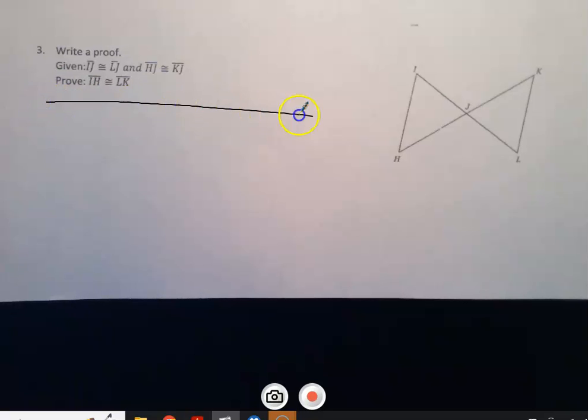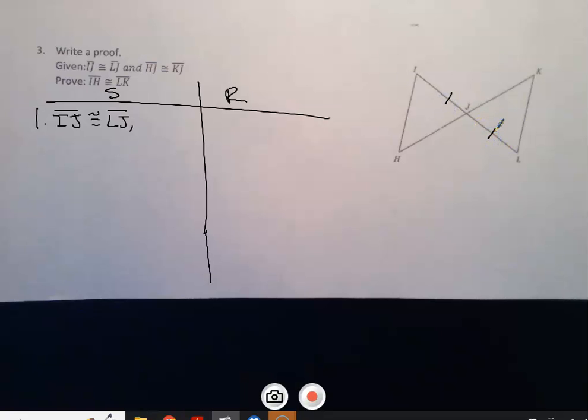I'm going to set up my statements and my reasons. Might need to make this longer. All right, so first one, we're given IJ is congruent to LJ. Is that what that says? It's hard to read it on the board. IJ is congruent to LJ. All right, so I'm going to mark that. And HJ, I'm going to put 2 marks, is congruent to KJ.